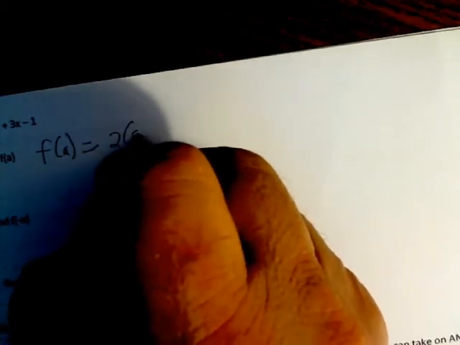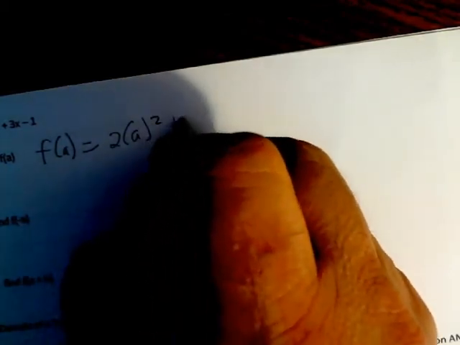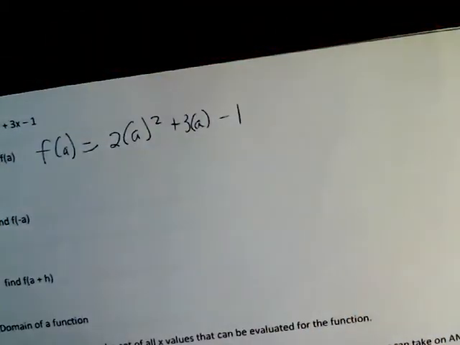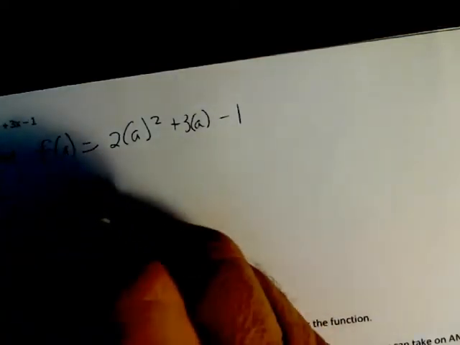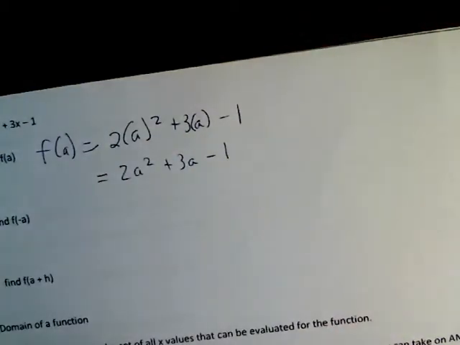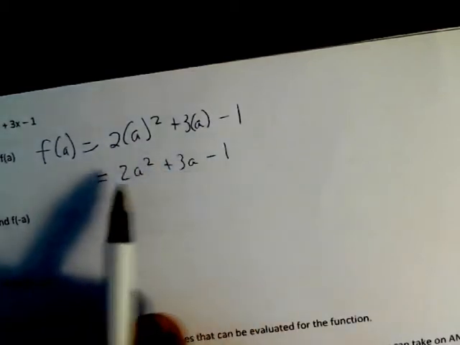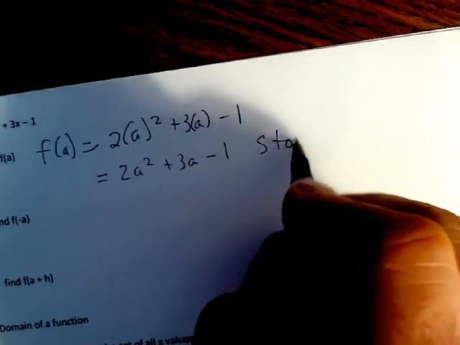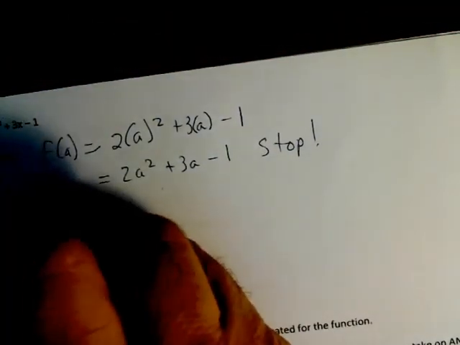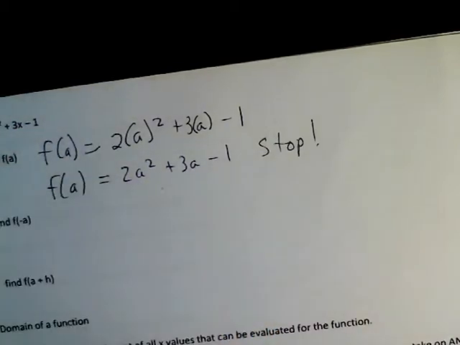We just substitute the a in for all x's, and really nothing changes, except that instead of x squared, we just have a squared. We have a, and we have the 1. So you're not doing anything with this. Stop here. Some of y'all are going to want to factor and do all kinds of crazy stuff. f of a equals this, and you're done.